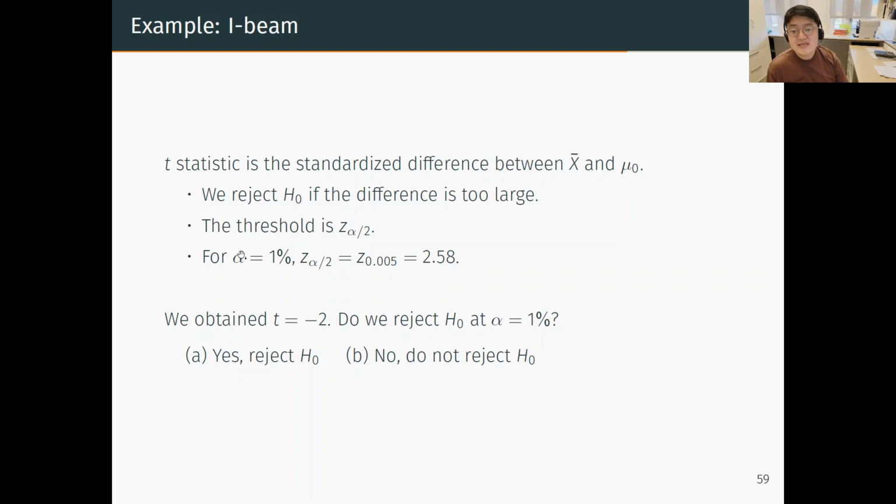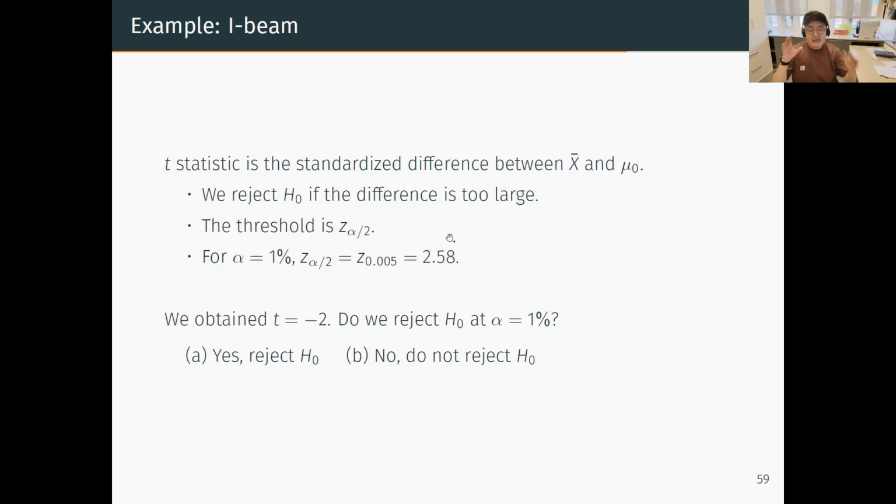So I said t-statistic is the difference, standardized difference between your hypothesis and the data. And if it's too large, you are going to reject the null hypothesis. And how large is it? How large is large? Too large? That is given by this number. 2.58 becomes the comparison. So as you see, -2 is close to 0, then -2.58, right?